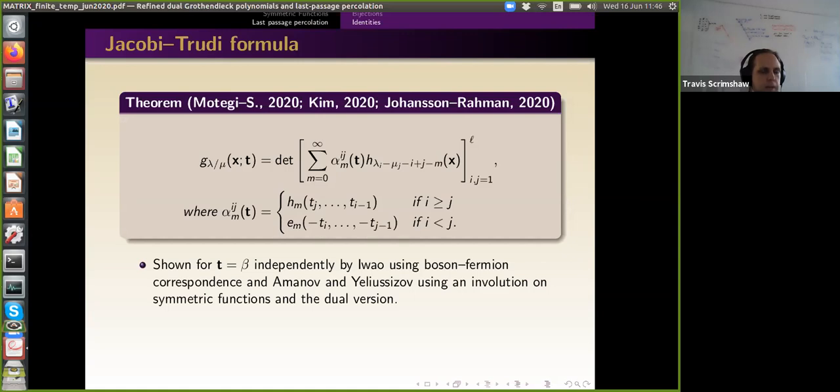But this proof doesn't work in the general case. You don't have this involution on symmetric functions in the refined setting.